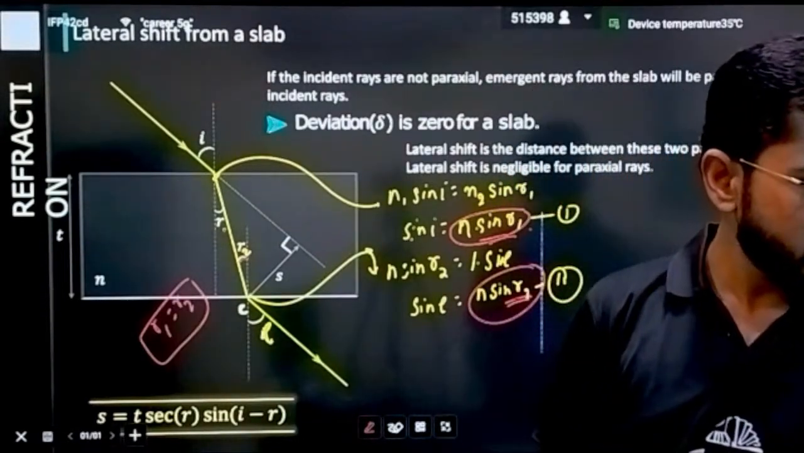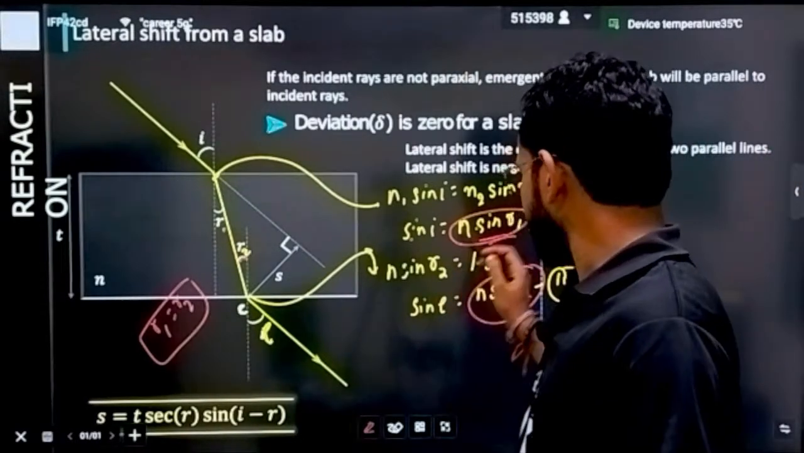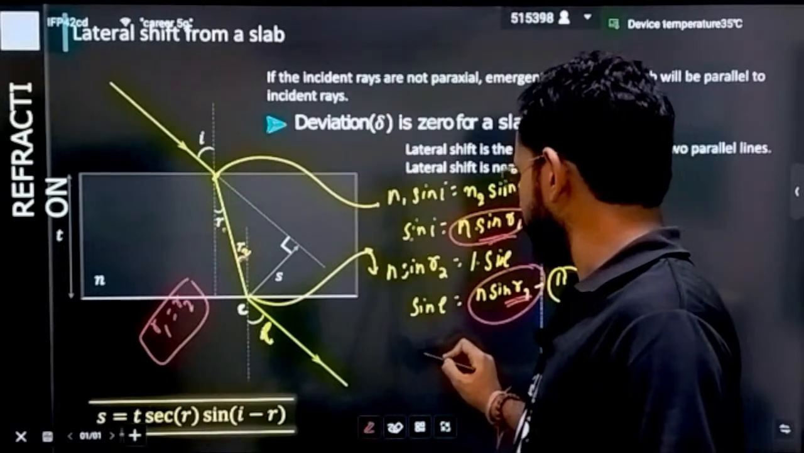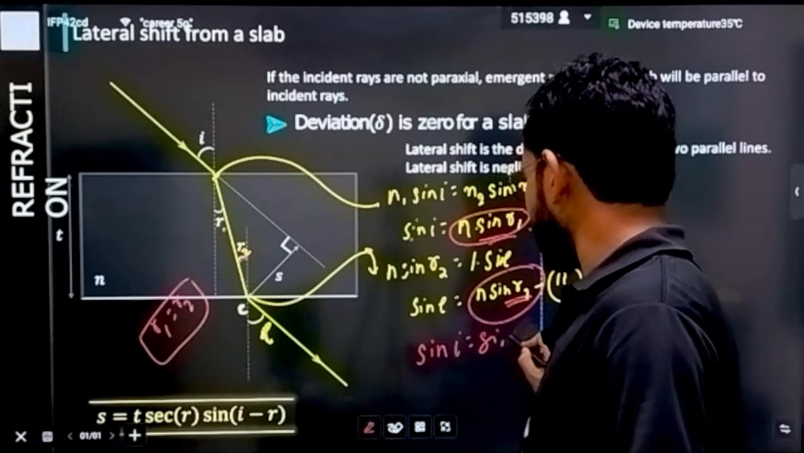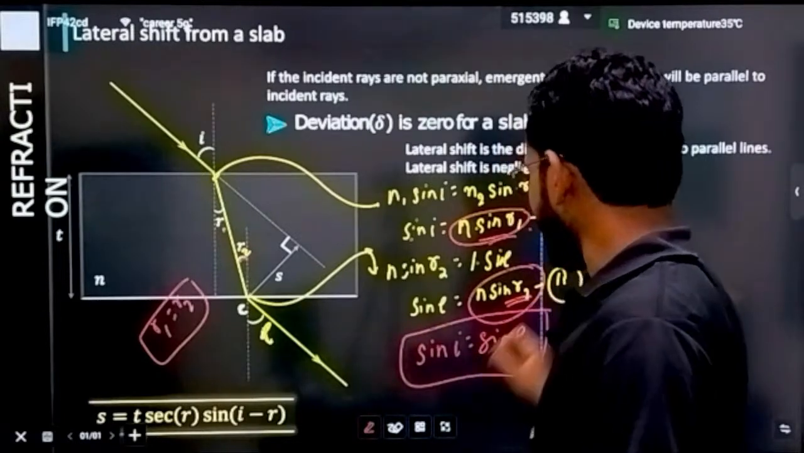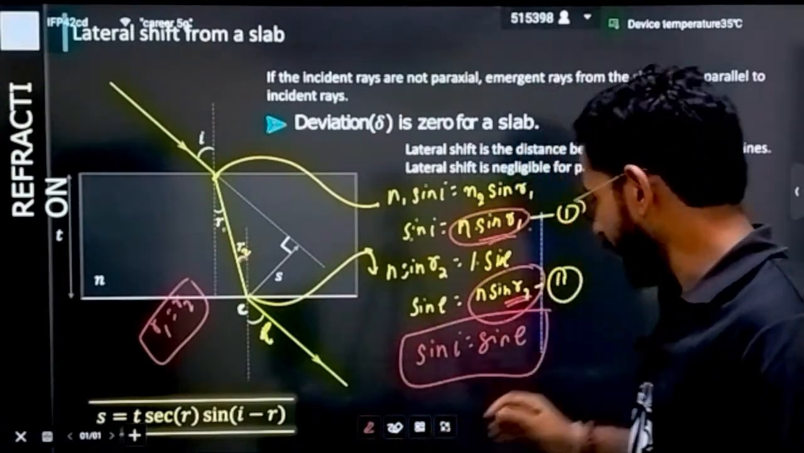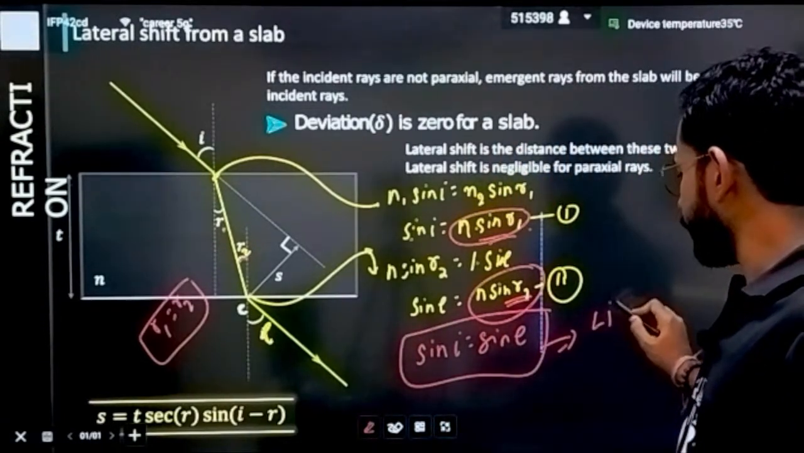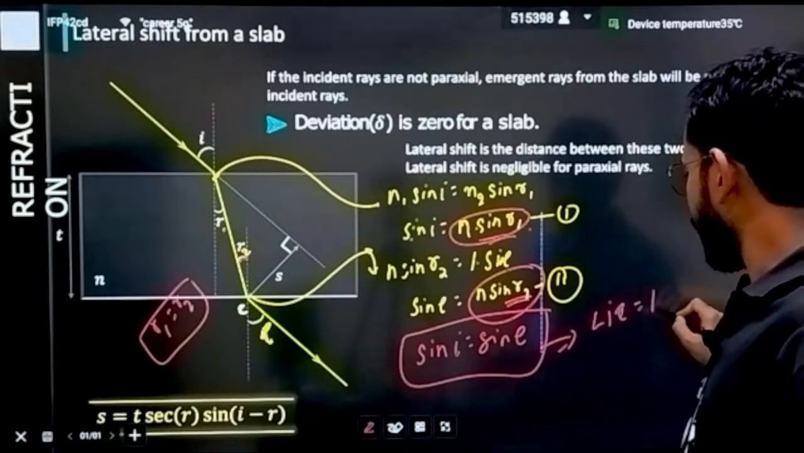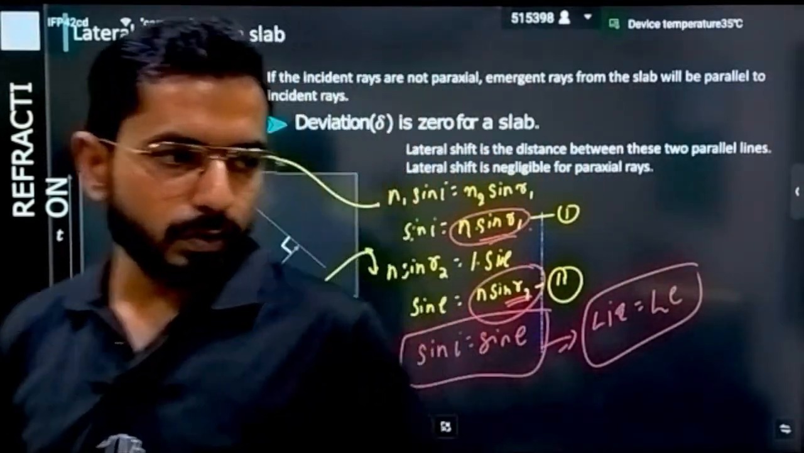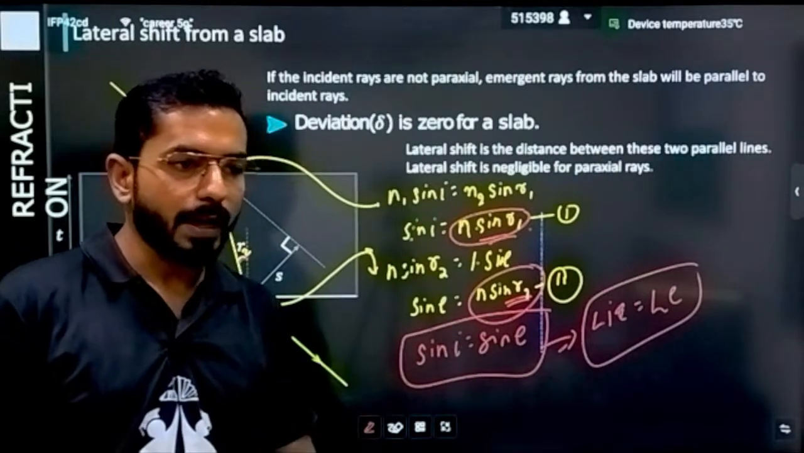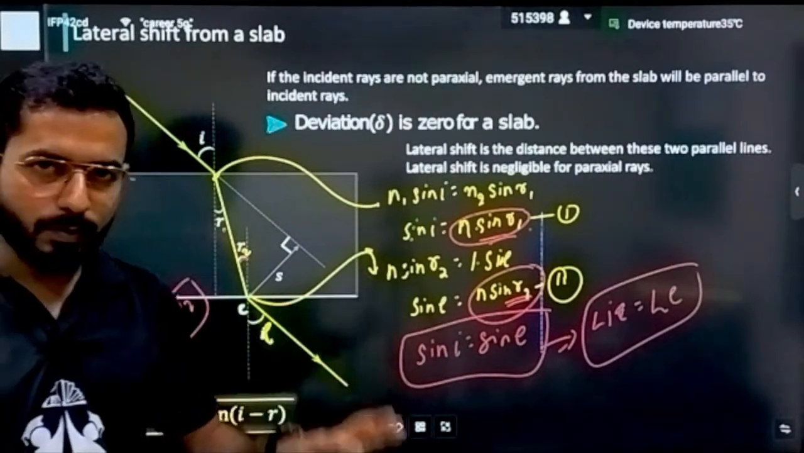Yes or no? Correct? So from equation 1 and 2 directly, sine of i is equal to sine of e. That's why I can also say that angle of incidence is equal to angle of emergence. This is a very important line that I am telling you: angle of incidence is equal to angle of emergence. Due to that, what will be happening?